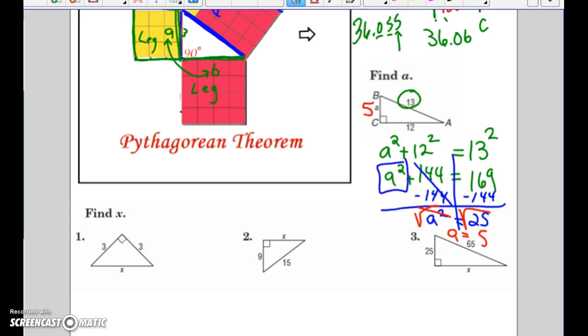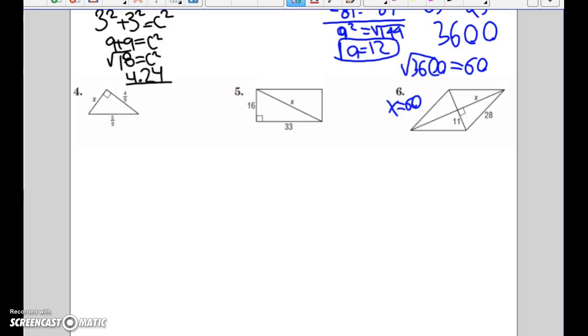Could this side be 5? Why? Because it's smaller than 13. And 13 has to be the biggest number. If I look at this one and I see that they have the same denominators, then I can put the other denominator over here. But I know another trick. I see a 4, I see a 5. I know this one is automatically a 3, because in the Pythagorean theorem, the smallest right triangle that I can have is a 3, 4, 5. That's called a Pythagorean triple. So if I see the numbers 4 and 5, the other side has to be a 3, if it's a right triangle.